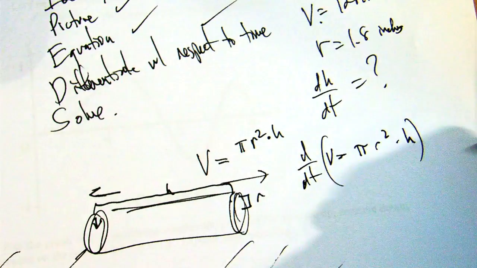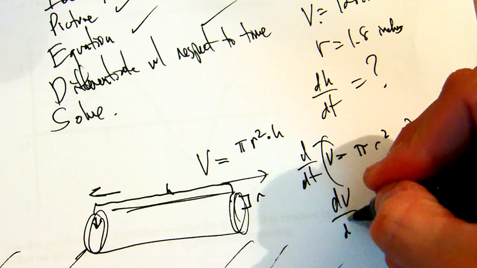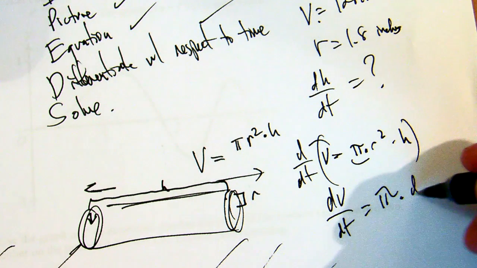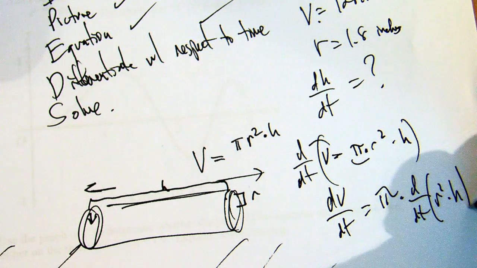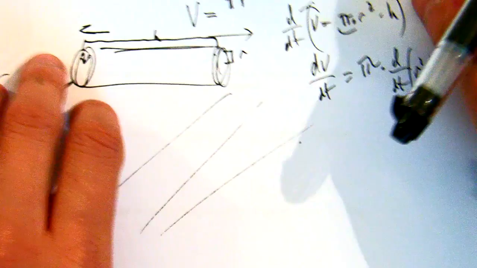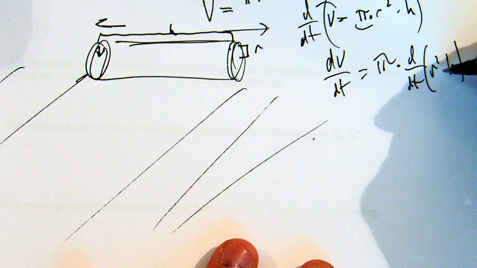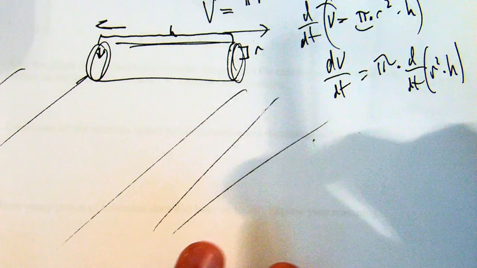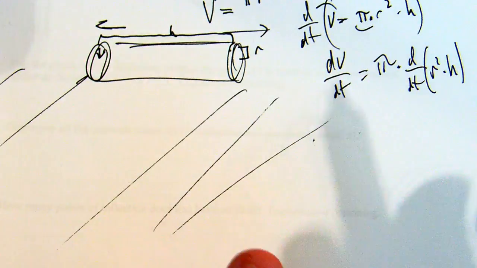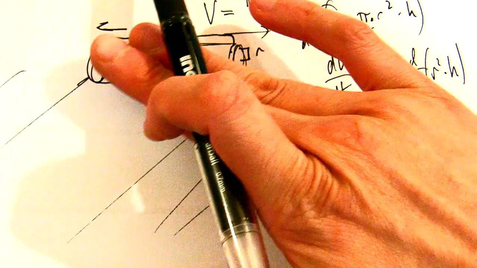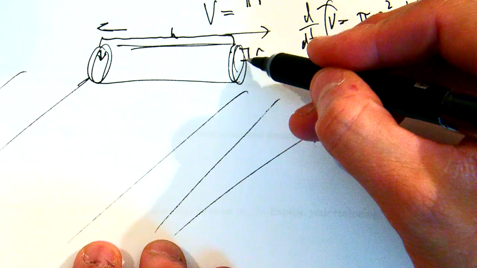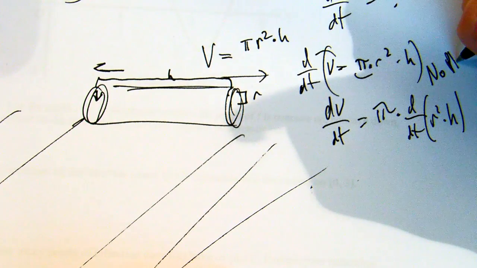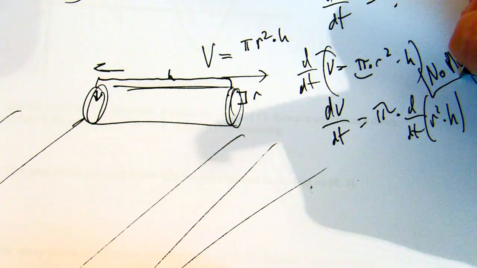So d/dt of V is dV/dt equals pi, which goes along for the ride, times d/dt of r squared times h. If you notice here, you have to think, can I plug any of this in for r and h? Which one is changing? Is r changing or is h changing? You can only plug something in if it's not changing. The height is getting longer and r is getting smaller, so they're both changing. So you can't plug in. No plugging in at this moment.